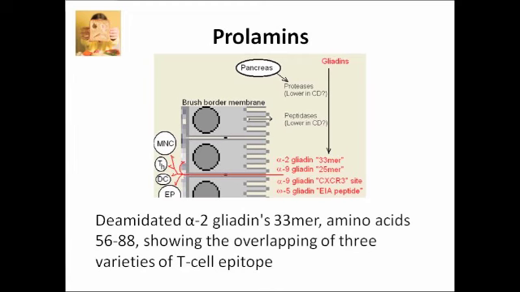This is leaky gut. Here you can see an illustration of deamidated alpha-2 gliadins, 33-mer amino acids 56 to 88, showing the overlapping of three varieties of T-cell epitopes. Membrane leaking permits peptides of gliadin that stimulate the two levels of immune response that I spoke about, the innate response and the adaptive response.